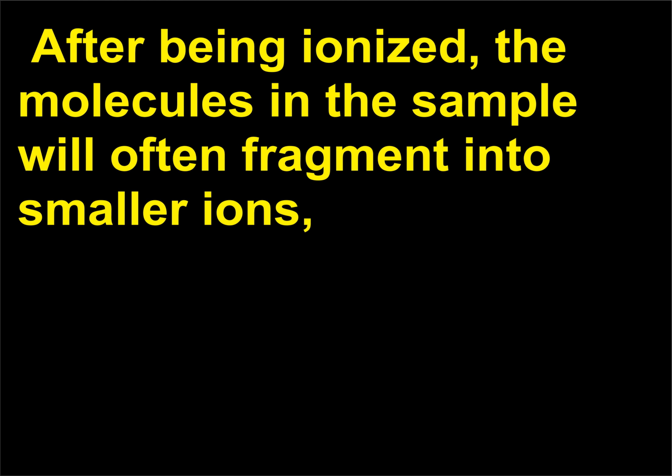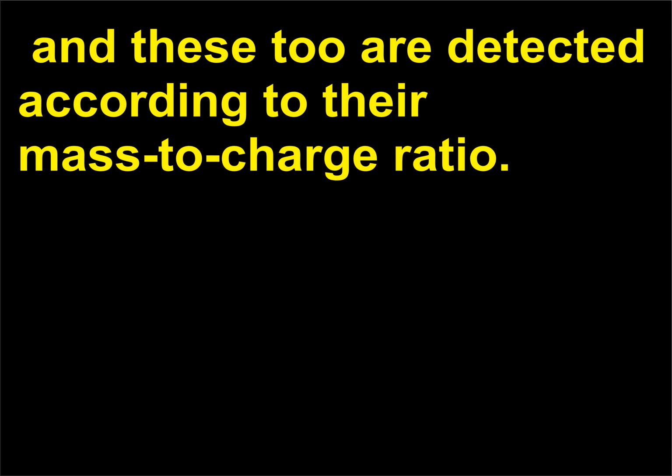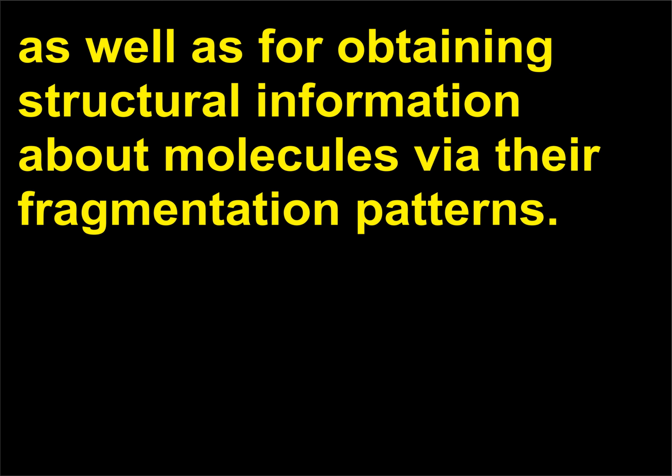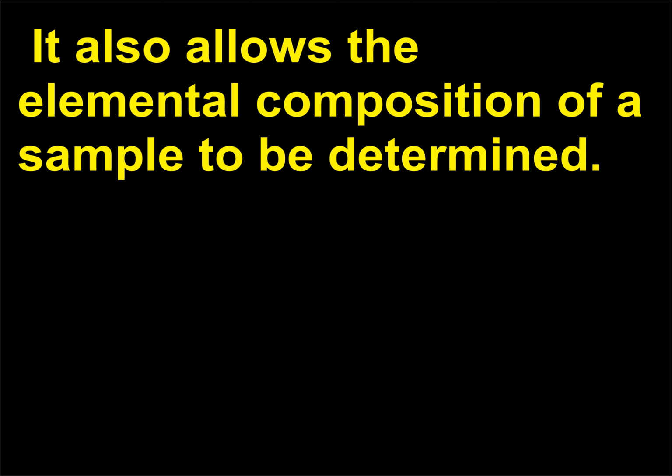After being ionized, the molecules in the sample will often fragment into smaller ions, and these too are detected according to their mass-to-charge ratio. This technique can be useful for carrying out an accurate determination of the mass of a molecule, as well as for obtaining structural information about molecules via their fragmentation patterns. It also allows the elemental composition of a sample to be determined.